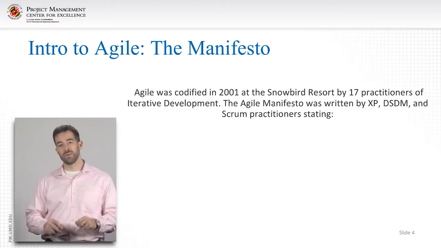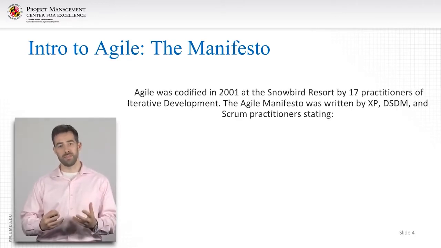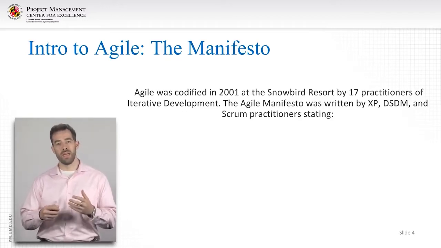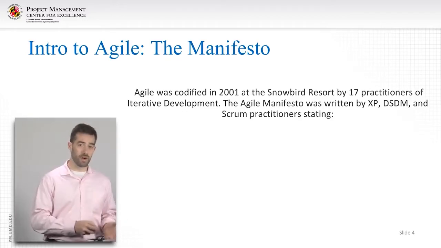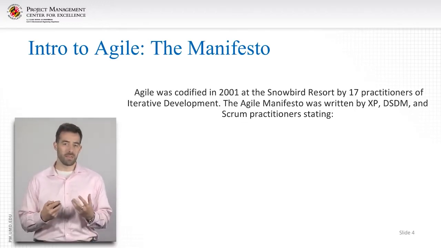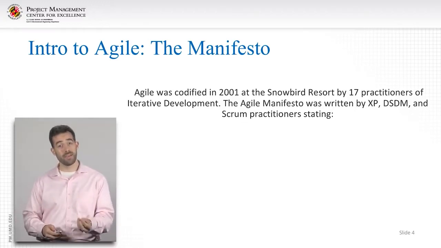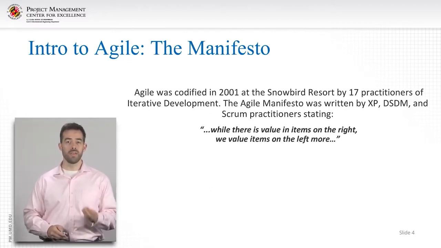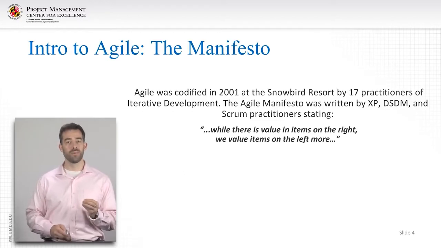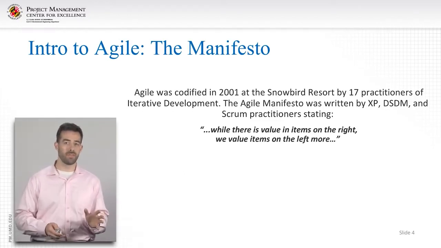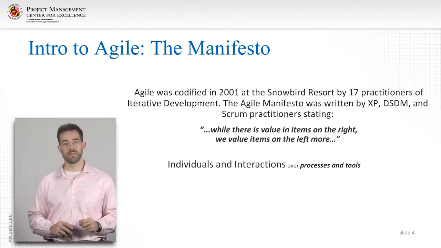The manifesto was brought into being in 2001 with a meeting of the minds in Snowbird. Here, you had experts from Scrum, XP, and DSDM come together, and what they did was they put together 14 principles as well as a value statement, which is the foundation of Agile that we know today. The value statement simply says, while we find value in items on the right, we value items on the left more. So let's take a look at the first one.